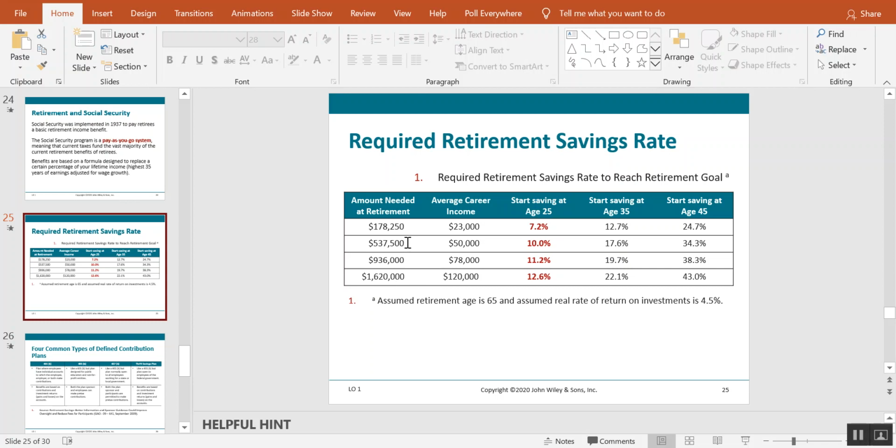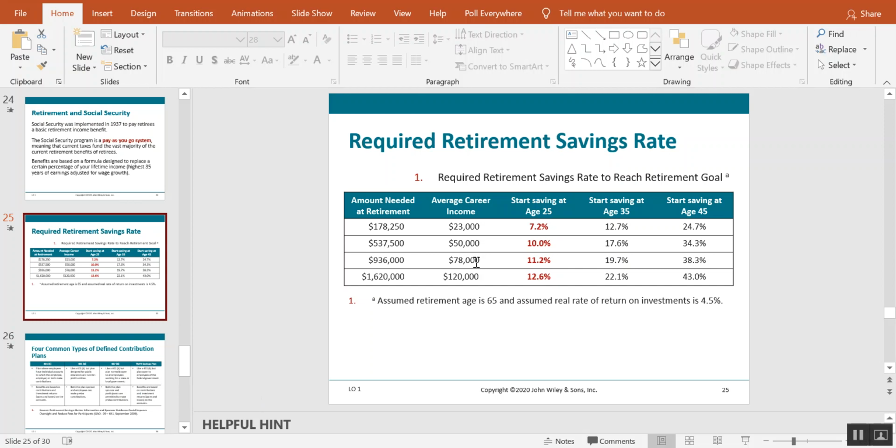So let's say you were making 78,000 a year on average, you should be saving 11% if you started at age 25. If you start at 45, you should save 38%, in order to achieve savings of this amount, 936,000.